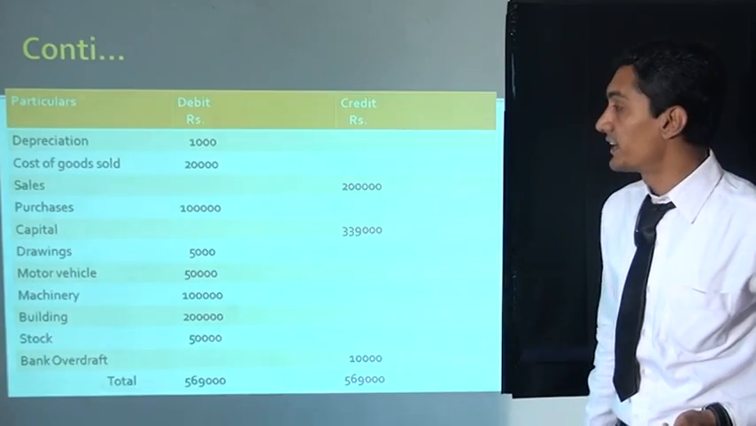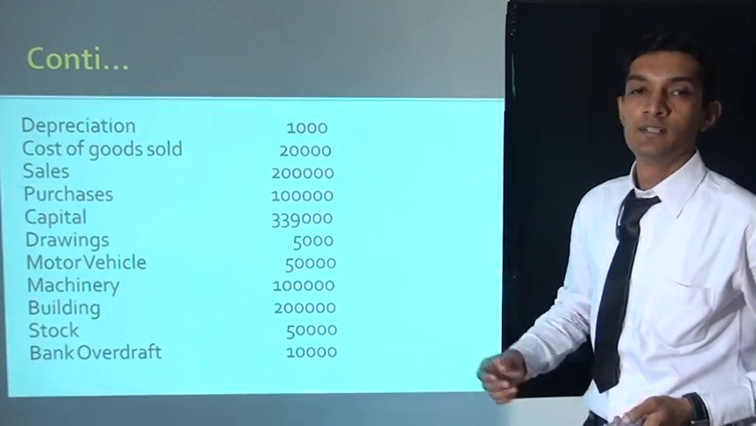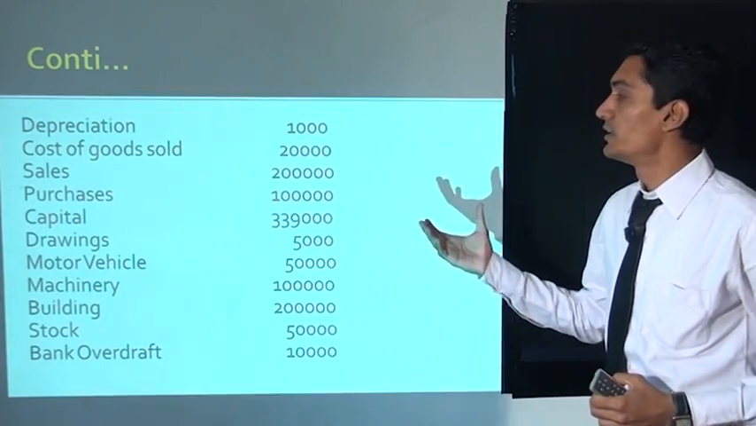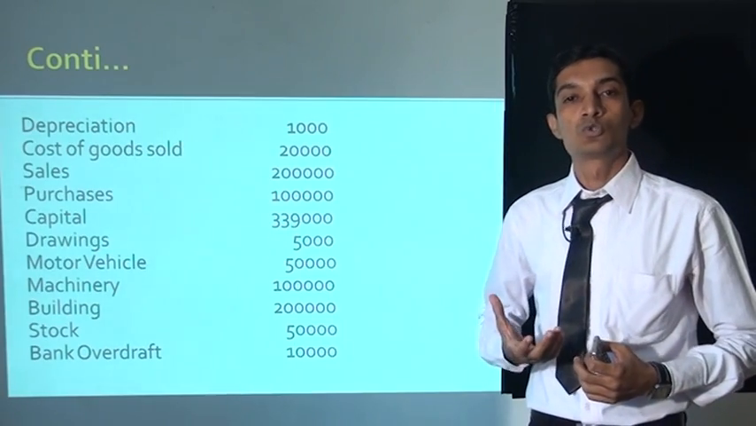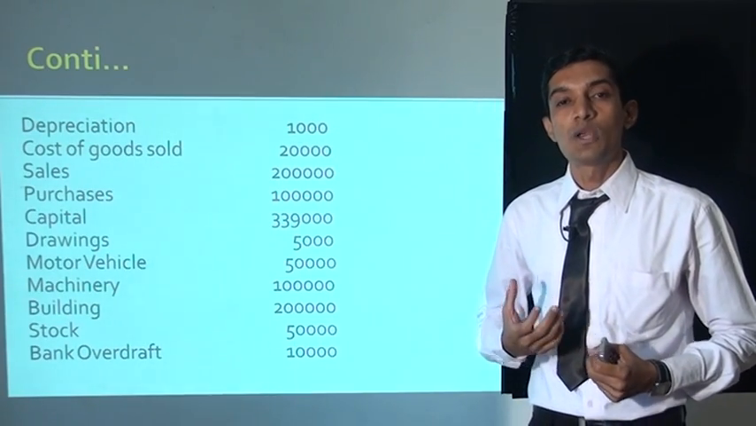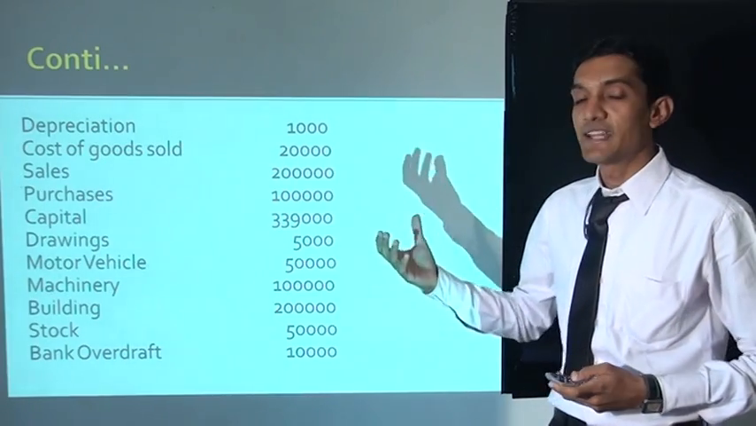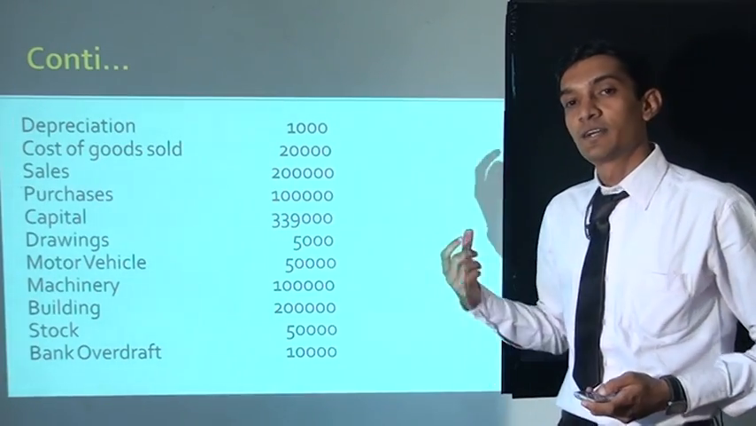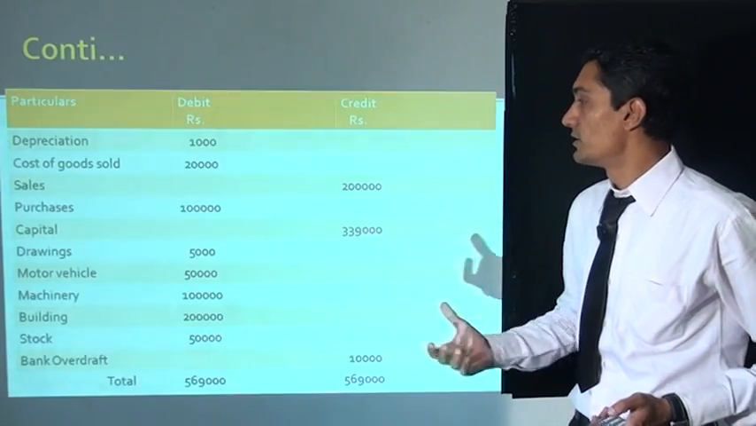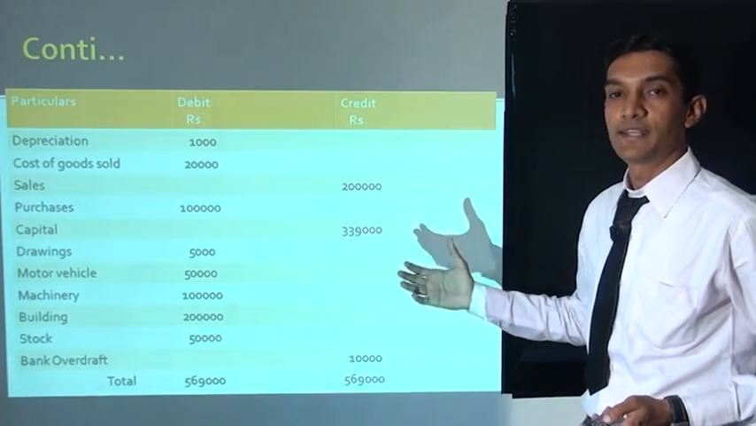Next, what is the entry? Sales. Sales is our income. In that situation all incomes are on the credit side. So sales comes on the trial balance on the credit side, 2 lakh rupees. Sales is 2 lakh rupees, credit side.